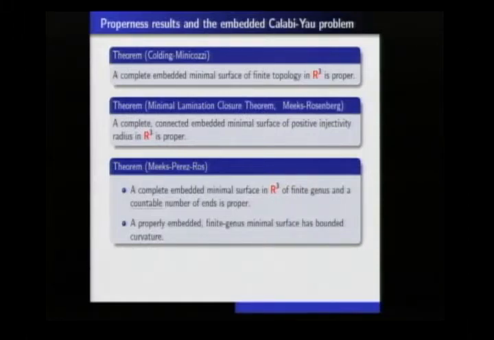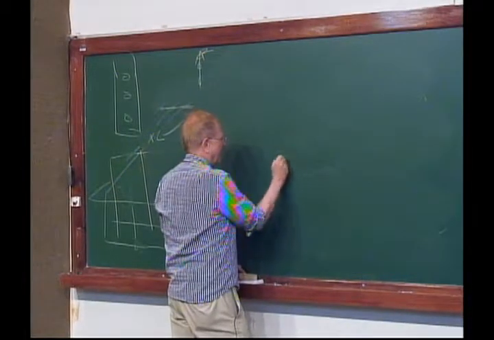Anyway, so you can then say, well, positive injectivity radius works, finite topology works. What about finite genus? Maybe I have infinite topology. In that situation, we still don't know the answer. But we do know the answer if you have a countable number of ends. So I don't know if you remember, I drew a picture one of these days of a genus 0 surface with an uncountable number of ends. I'll just do it with a simple exhaustion kind of picture. Just imagine kind of doing this.